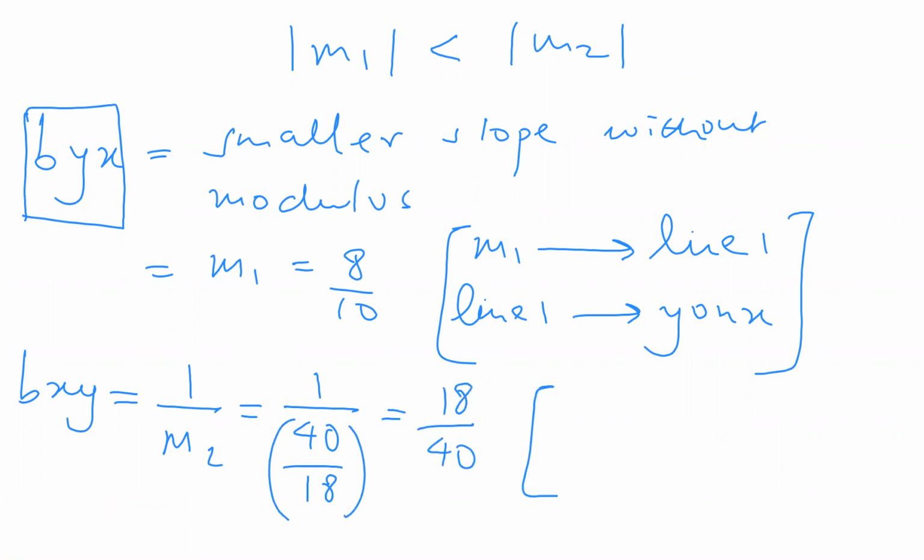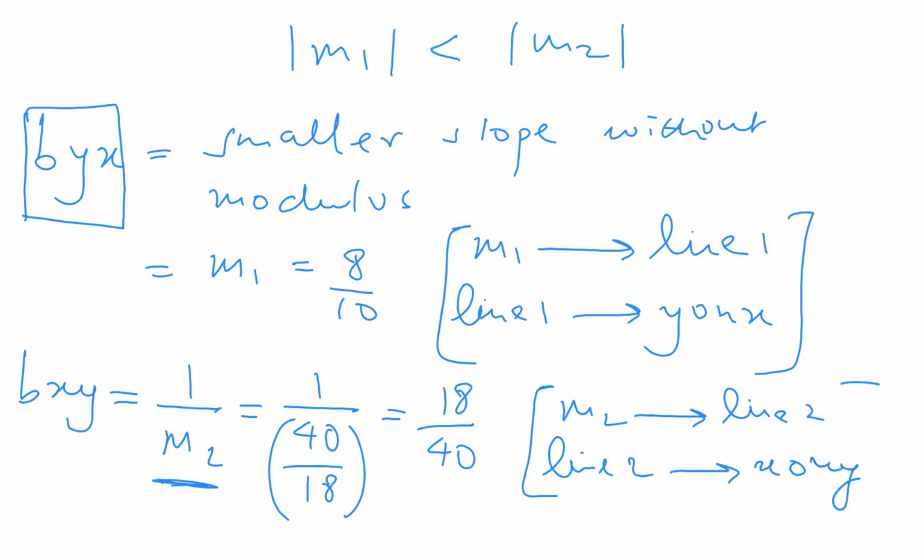So how to calculate bxy? It is the reciprocal of the other slope, because M1 is already utilized over here. So bxy is the reciprocal of M2. M2 comes from line 2, so line 2 becomes x on y. So we have identified which line is y on x and which line is x on y. Line 1 is y on x and line 2 is x on y, right?